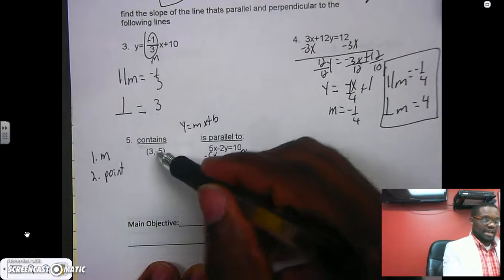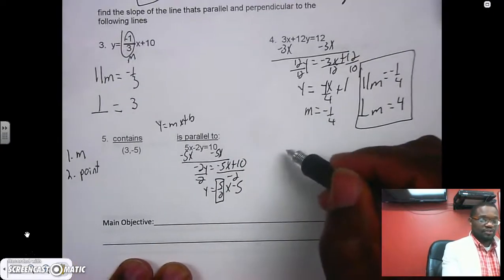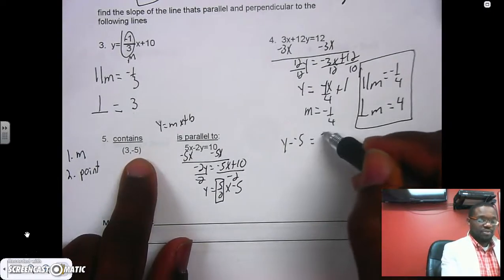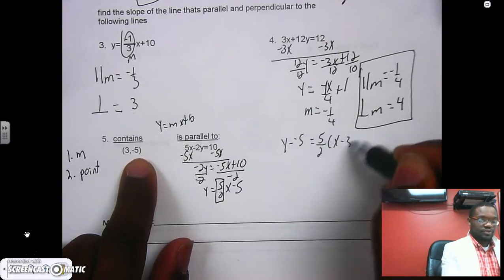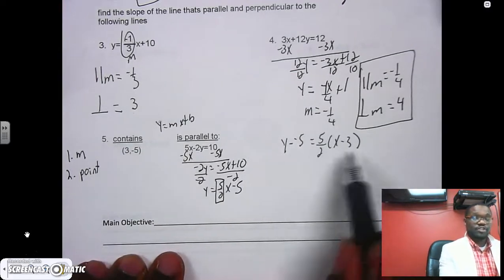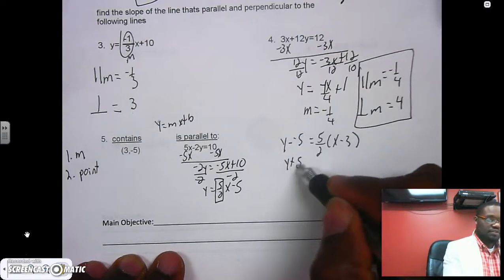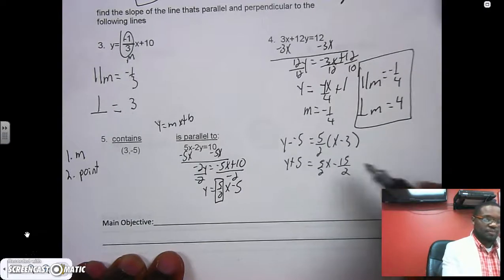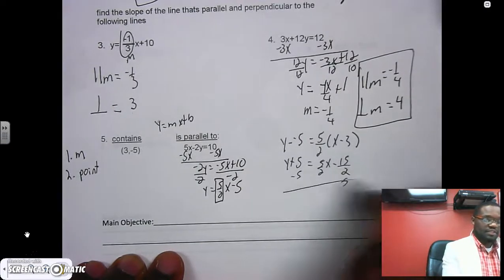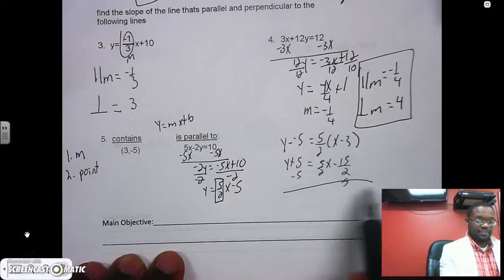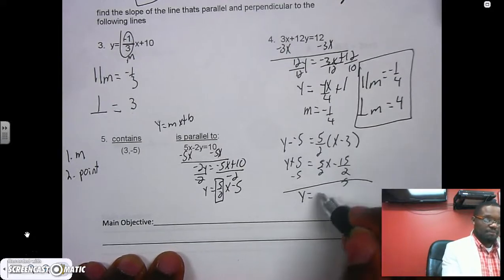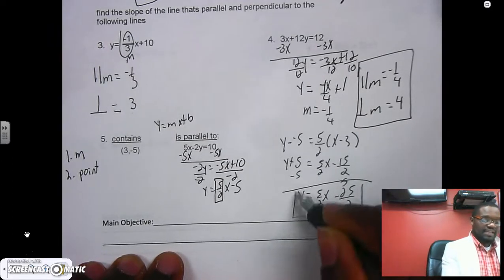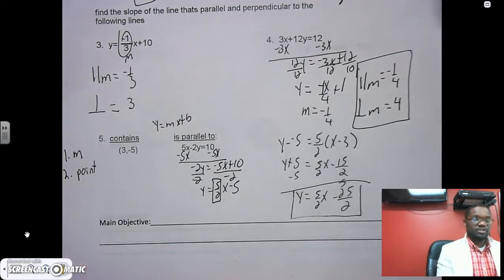So I have a point, I have a slope, and so now I'll use y minus the -5, which is the y in that point, equals my slope, x minus 3. And what equation is this? That's point slope. This becomes y plus 5 equals 5 over 2, x minus 15 over 2. And then I subtract 5. This is what we've done in previous notes. That's actually minus 5 there. 5 over 2x minus 25 over 2. And in class, I worked it out the other way using slope-intercept form.